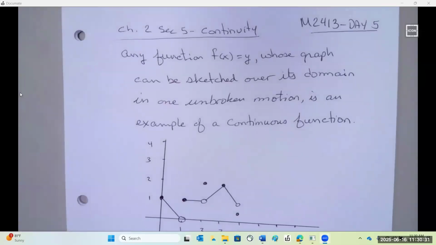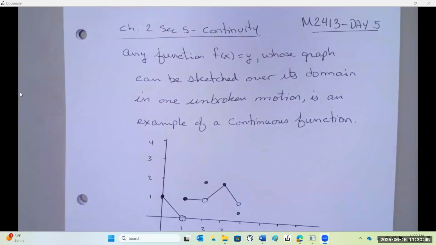Section 5. We have two more sections left in this chapter. We talked about one-sided limits existing. We talked about limits in general. Now we put them all together to discuss continuity.